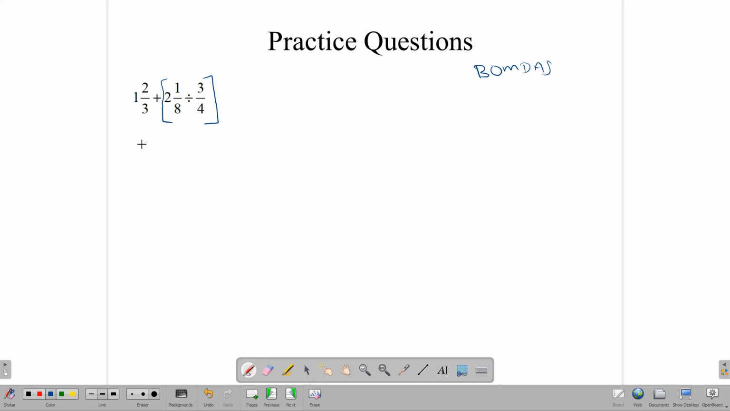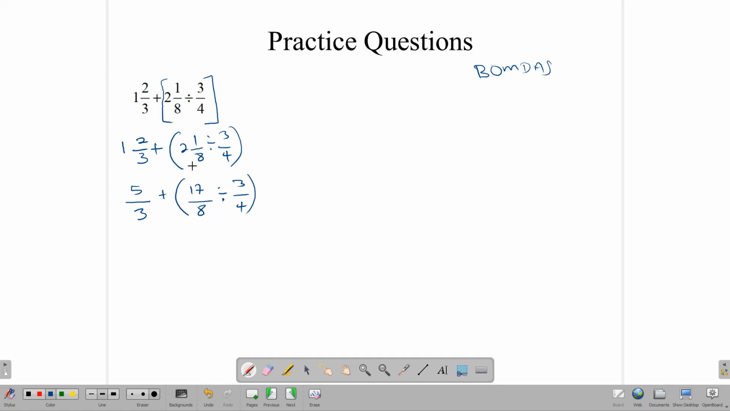All right, now let's rewrite this question as 1 2/3 plus 2 1/8 divided by 3/4. Once we see that, we need to work out this bracket first. Let's put them in their improper form. So 3 times 1 is 3 plus 2, that's 5/3. Let's deal with the bracket. 8 times 2 is 16, and 1 makes 17. So let's write that in: 17/8 divided by 3/4.